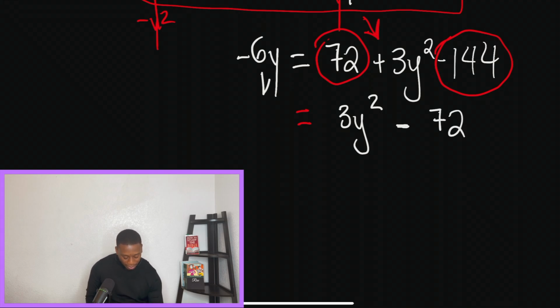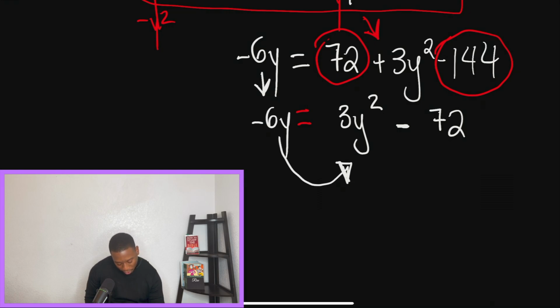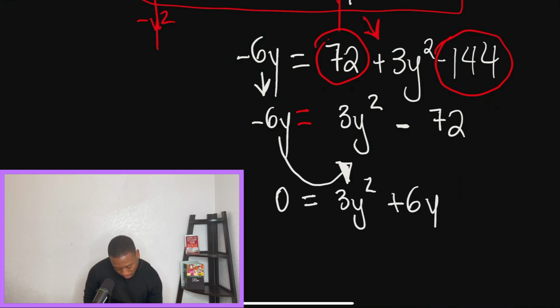And now the last step, we're going to bring that negative 6y to the other side. And understand that once we bring it up over, the only thing that's going to be on the other side of that equal sign is 0. So now 0 is equal to positive 3y squared plus 6y minus 72. Okay.